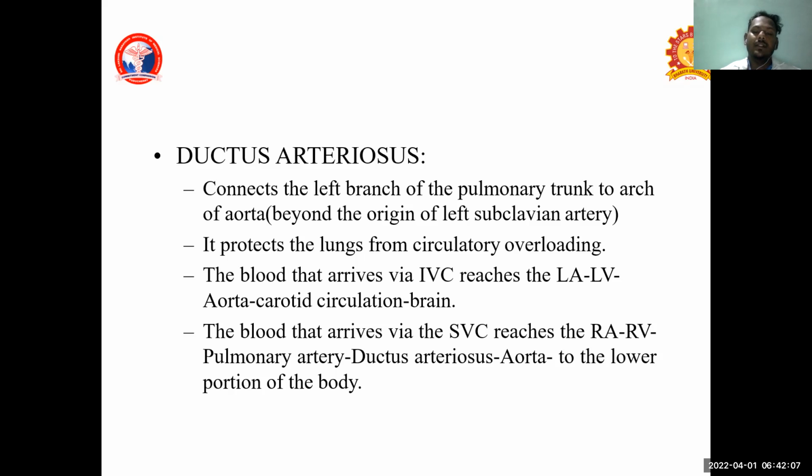The blood arrives via the IVC and reaches the left atrium, then it reaches the left ventricle. From there, it enters into the aorta and carotid circulation. The blood arriving via the SVC reaches the right atrium, right ventricle, then enters into the pulmonary artery. Via the ductus arteriosus, it goes to the aorta, to the lower portion of the body.